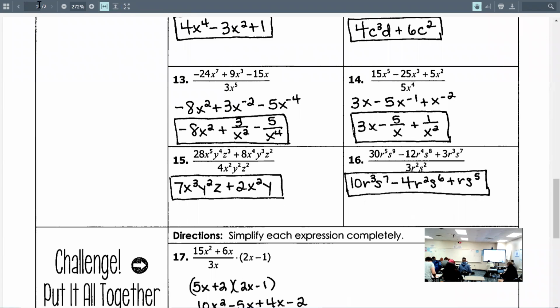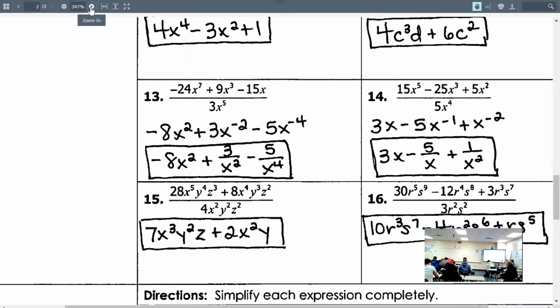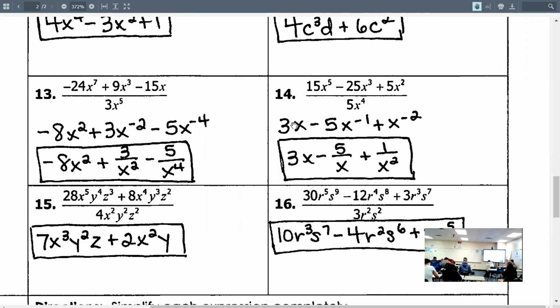All right, but 14 was the one that I had you try. So initially, you should have had this first line. So again, each numerator has to be divided by the denominator. So each term by the denominator. 15 divided by 5 is 3. X to the 5th over x to the 4th gives me x to the 1st. And then you move on to the next one. Negative 25 divided by 5 is negative 5. X cubed over x to the 4th gives me x to the negative 1. 3 minus 4 is negative 1. Last term, so 5 divided by 5 is a positive 1. They chose not to write the 1, so that's fine. And then x squared over x to the 4th gives me x to the negative 2.